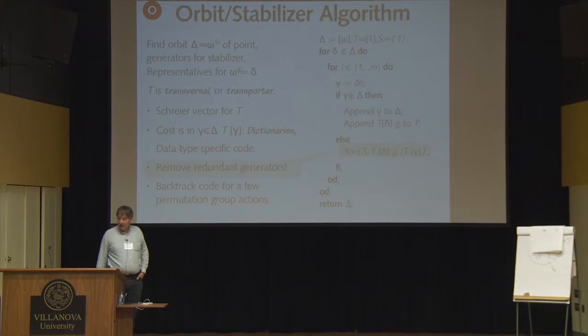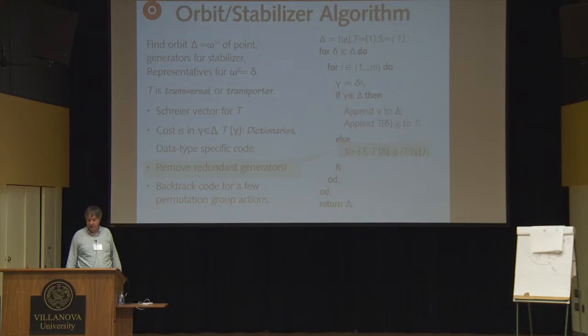And here we have generators. I just say I add these new generators there. In practice, I want to remove redundant generators, for example, by doing membership tests, or by keeping these generators, initially all, and then forming random products and just keeping some of them.